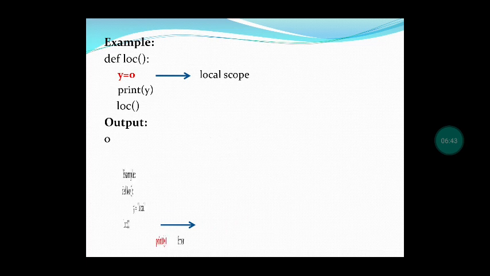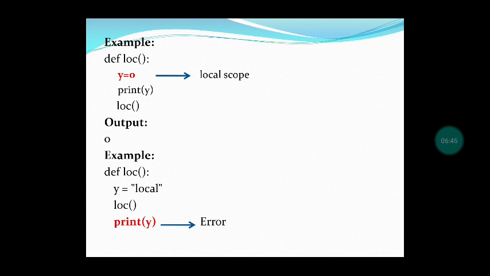Let us see another example. In this example, also y is the local variable, but we have printed outside the function. If you are printing the local variable outside the function, or if you are accessing the local variable outside the function, then it will show an error. It will not work. Already I said local variable should be declared inside the function, and also it should be accessed only inside the function, not outside the function. So y is a local variable that has been accessed outside the function. Because of that only it shows an error.